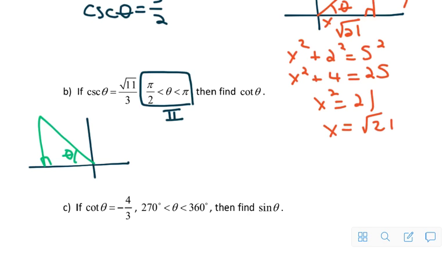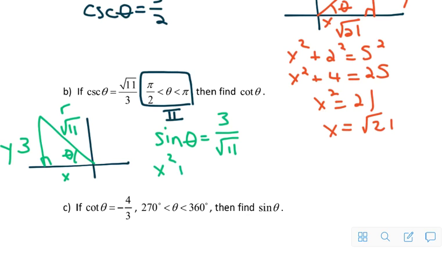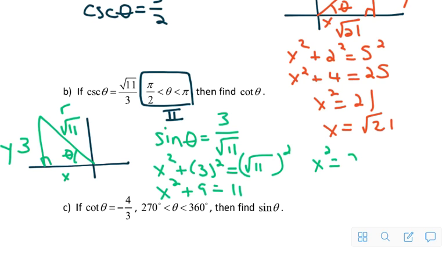Since cosecant is the square root of 11 over 3, its reciprocal is sine. So that'll be 3 over the square root of 11. That's important because it helps me determine where to put those numbers on the triangle, because the definition is opposite over hypotenuse. So I need to find this. This is y, this is r. So x squared plus y squared is equal to r squared. So x squared plus 9 is equal to 11. So x squared is equal to 2, and x is equal to the square root of 2.